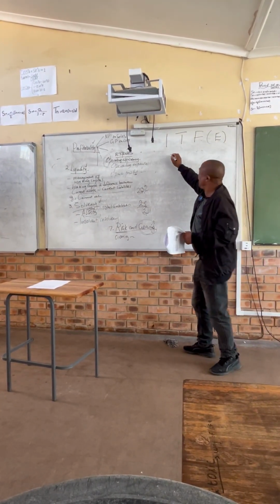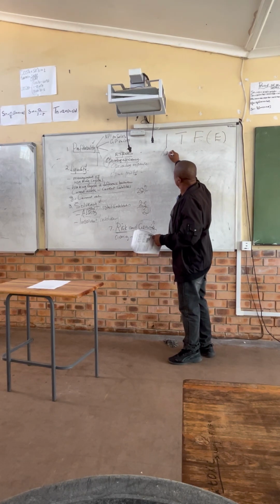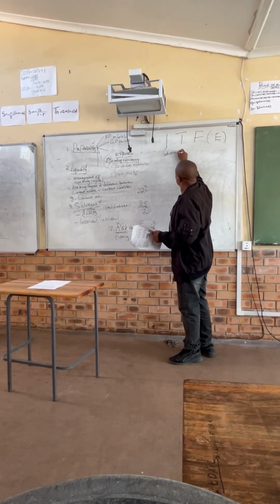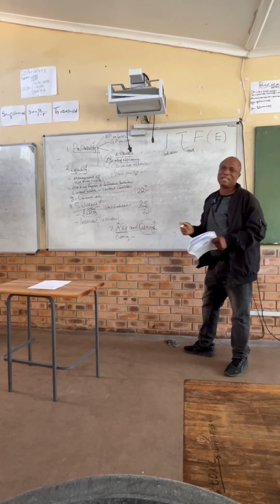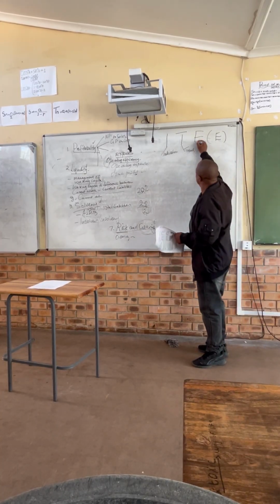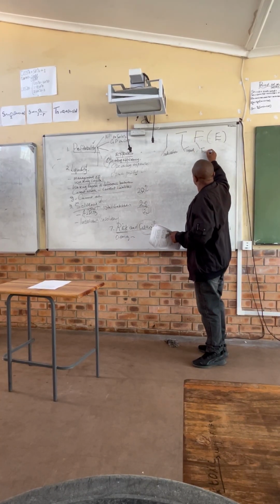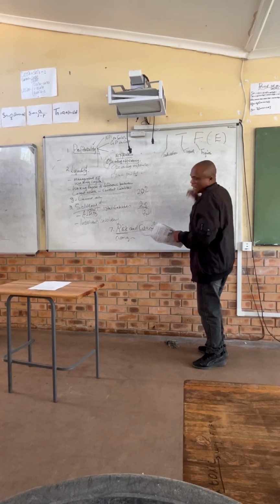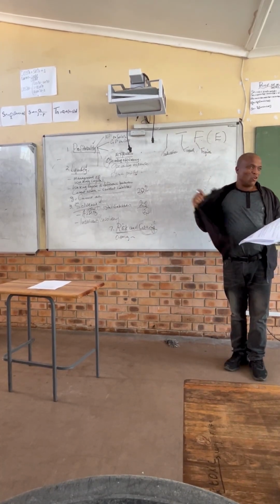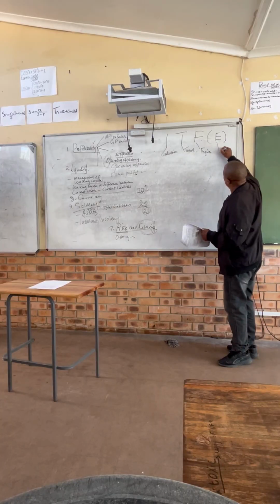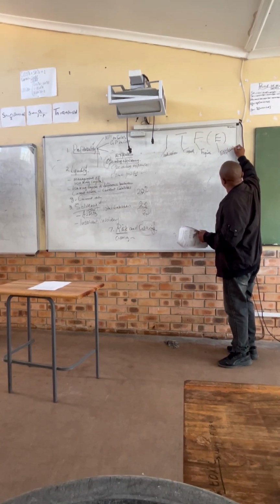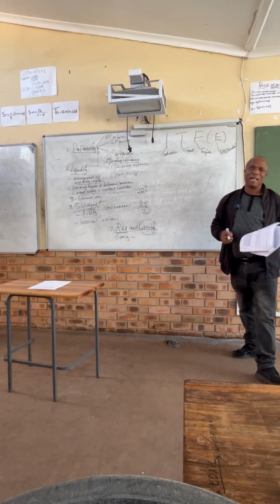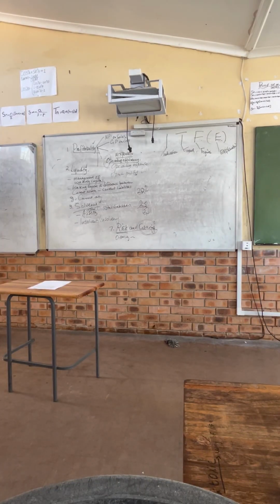You mention the indicator, then you mention the trend. Trend is about increasing or decreasing. Then you mention the figures. But as I will show you, sometimes you also have to do an explanation. ITF, then you put an E in brackets: indicator, trend, figures. So let's take an example.